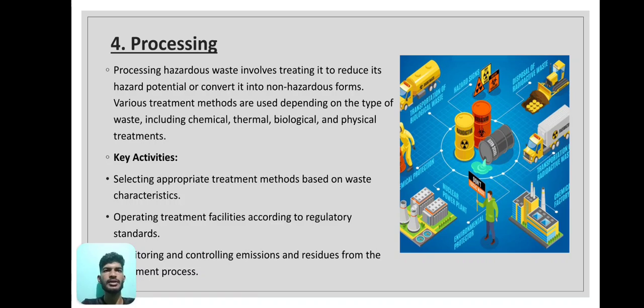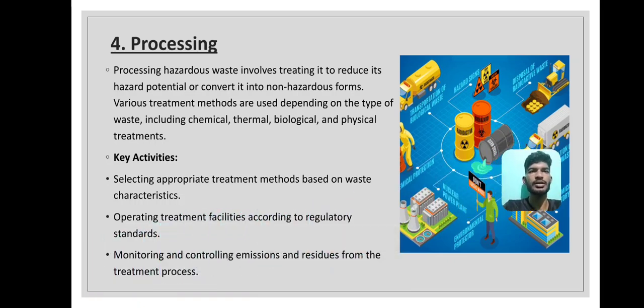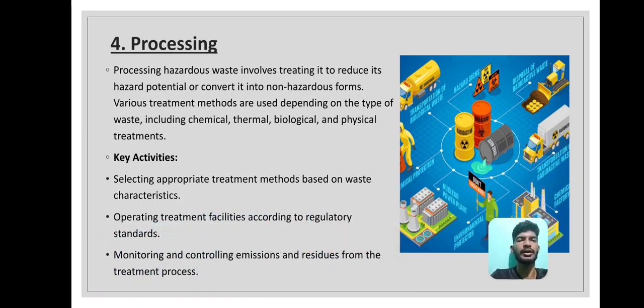The fourth step is processing. Processing hazardous waste involves treating it to reduce its hazardous potential or convert it into non-hazardous form. Various treatment methods are used depending on the type of waste, including chemical, thermal, biological, and physical treatment.